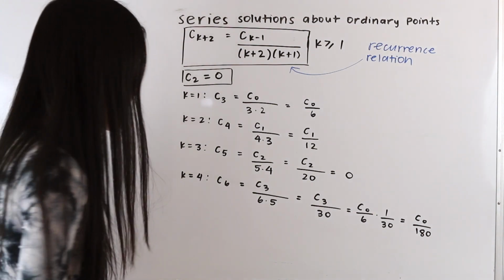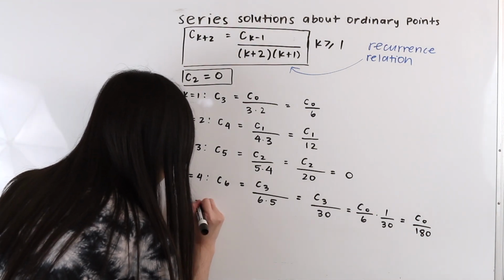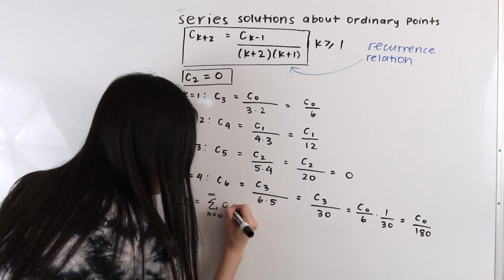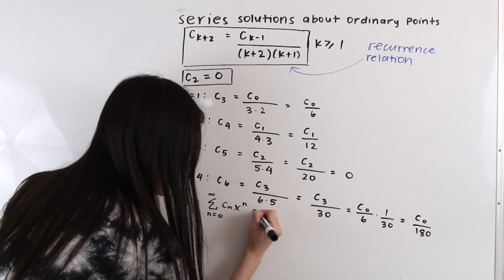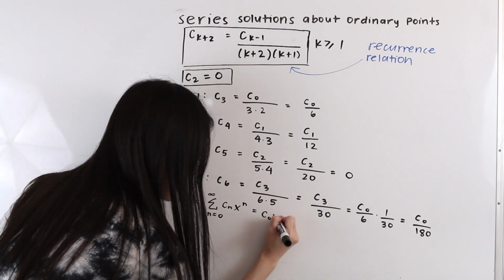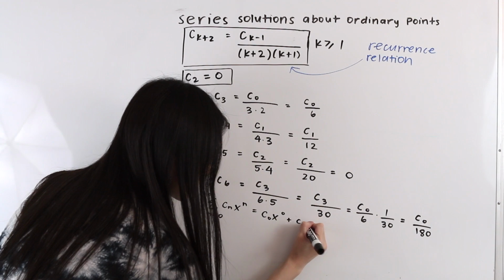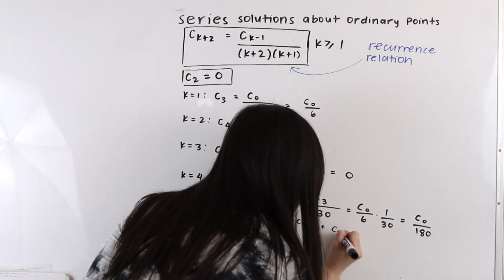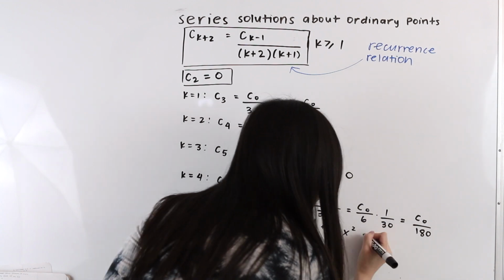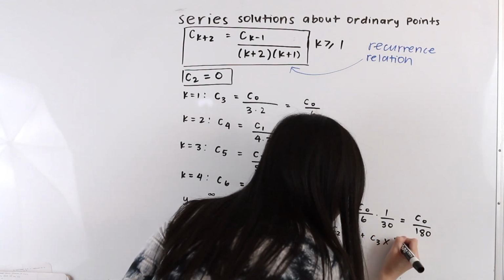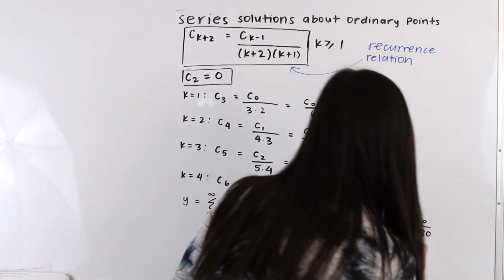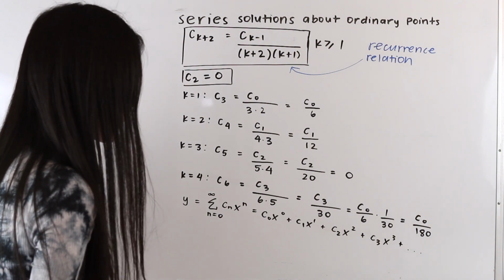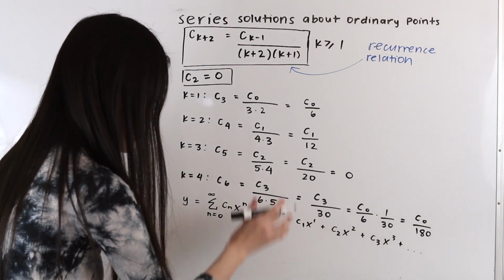So remember from earlier, we had made the assumption that y is equal to the summation from n equals 0 to infinity of c n x to the n. So we have c naught x to the 0 plus c1 x to the first plus c2 x to the second power plus c3 x to the third, and so forth. So now let's go ahead and plug in the coefficients we found into this assumption here.